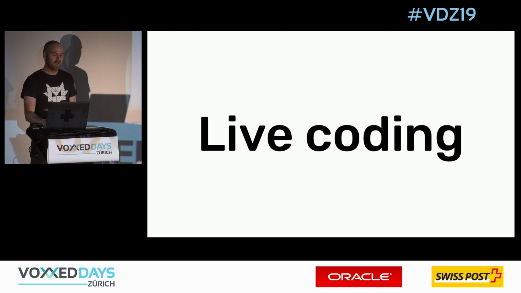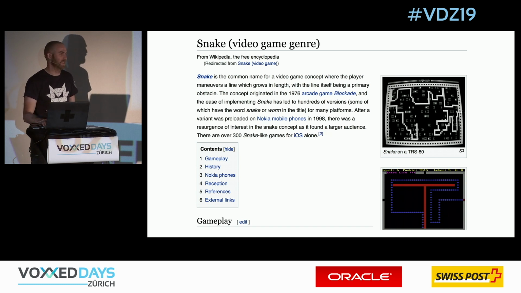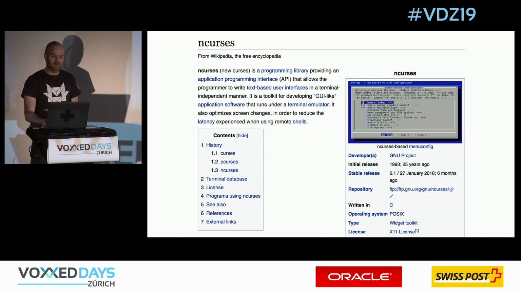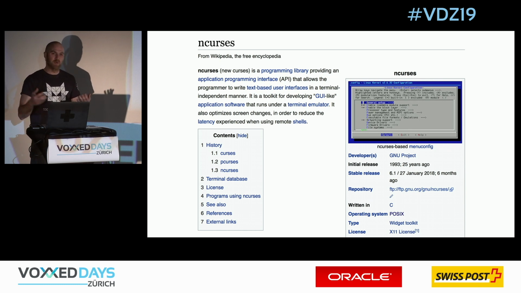So now moving on to actual live coding. What I'm going to do is a Snake video game. I hope you know what it's like. Otherwise, you will figure it out as we go. I will use ncurses for the UI, which is basically a library which lets you treat your terminal as a canvas and just draw there.